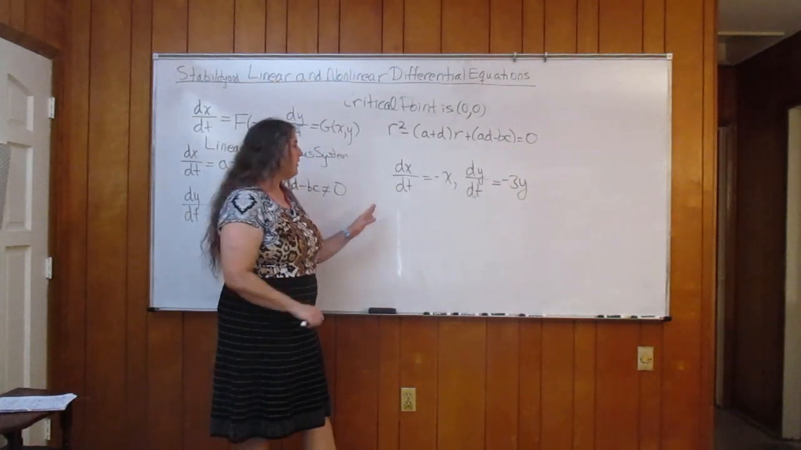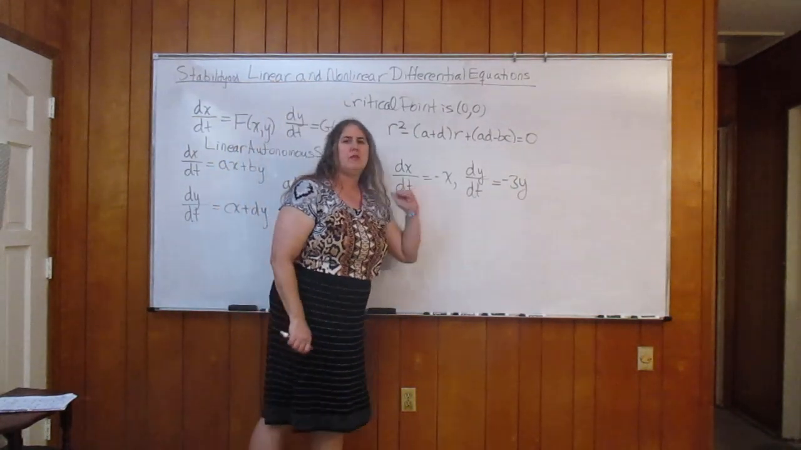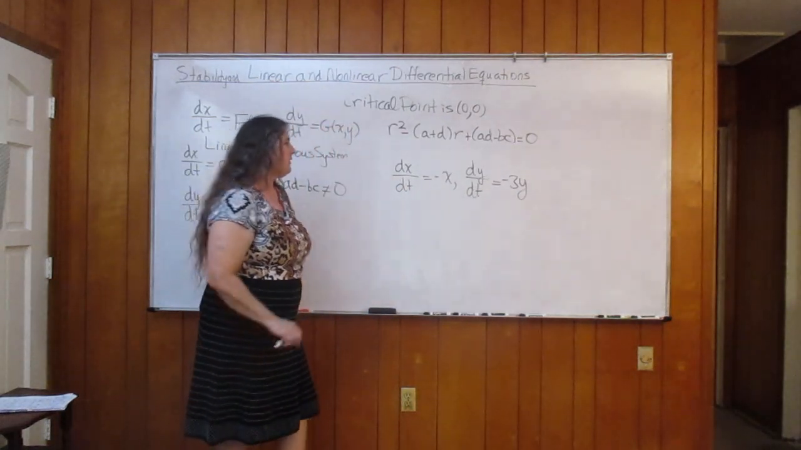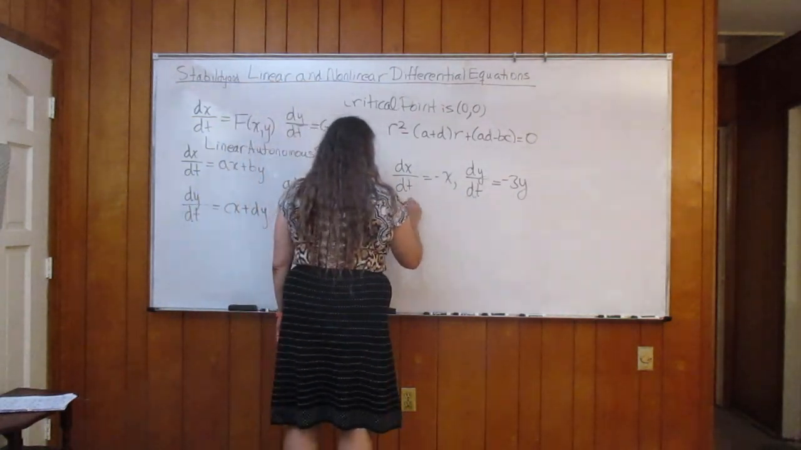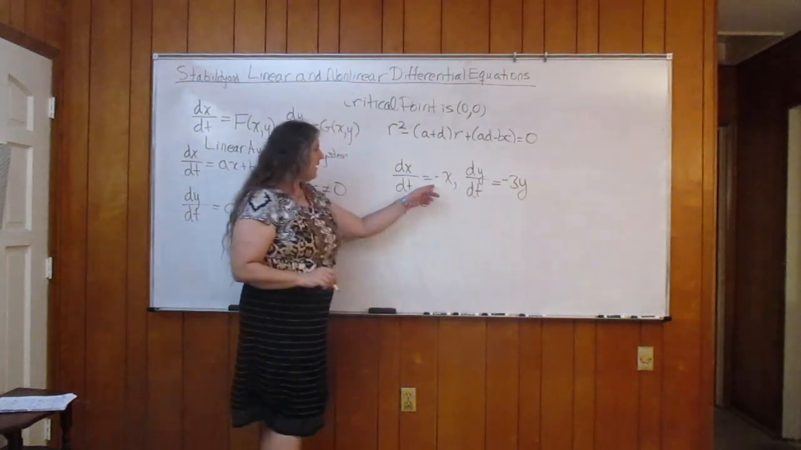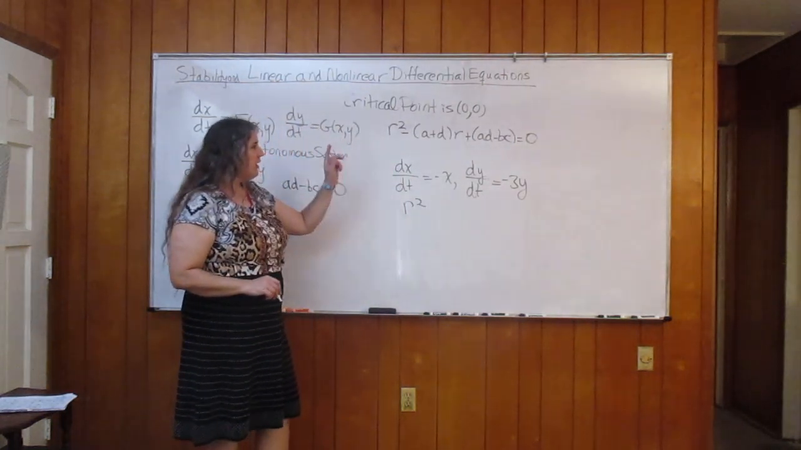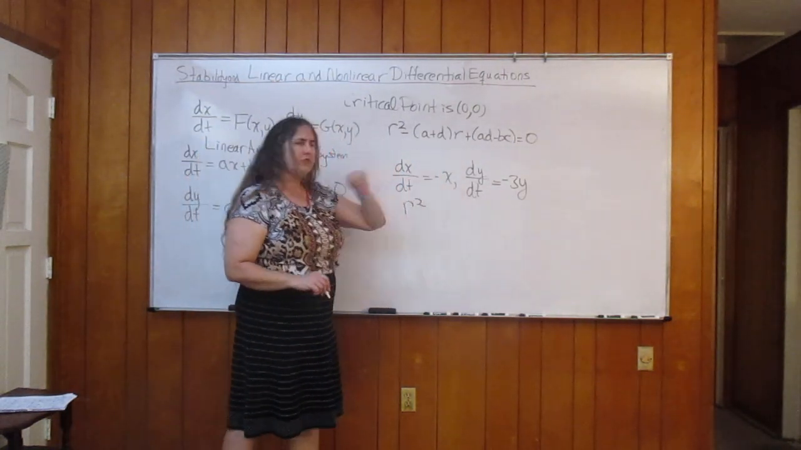Okay, so let's look at the linear autonomous system dx by dt is equal to minus x, and dy by dt is equal to minus 2y. In this case, a is equal to minus 1, b is equal to 0, c is equal to 0, and d is equal to minus 3.